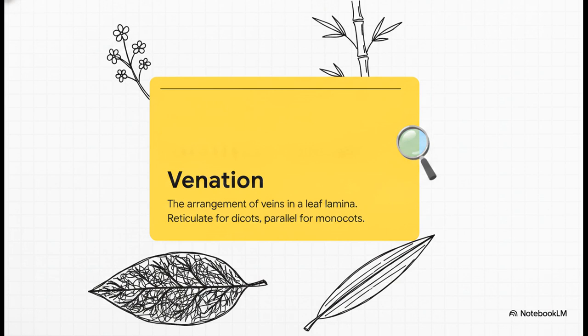Venation is just the arrangement of veins across the surface. And guys, this is a highly testable concept because a quick glance at those veins instantly tells you the evolutionary category of the plant. If the veins form this messy, branching network, which is called reticulate venation, you're looking at a dicot plant. But if the veins run in neat, straight, parallel lines side by side, you're dealing with a monocot, like grass or bamboo.